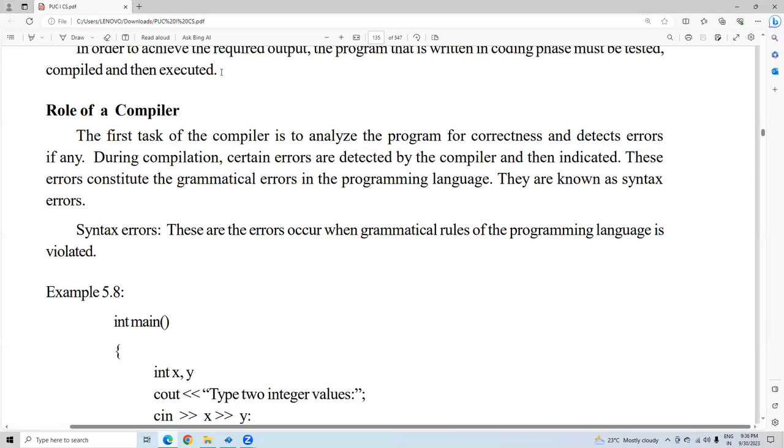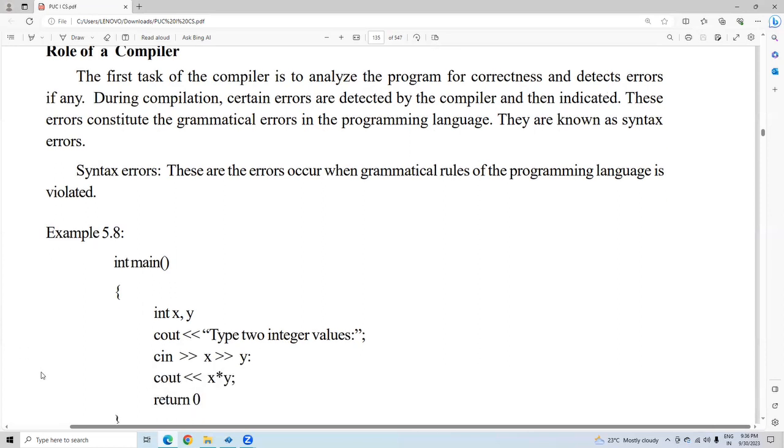So here, during the compilation, certain errors are detected by the compiler and then indicated. These errors constitute the grammatical errors in the programming language, and these are called as what? Syntax errors. So syntax errors in the sense what? These are the errors that occur when grammatical rules of the programming language are violated. Assume that you have written a sentence in English. As per English, in that sentence, we have to use was, but you have used is.